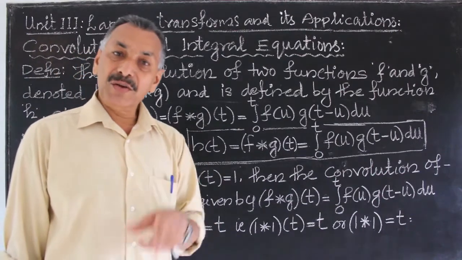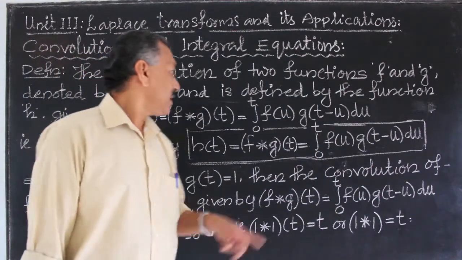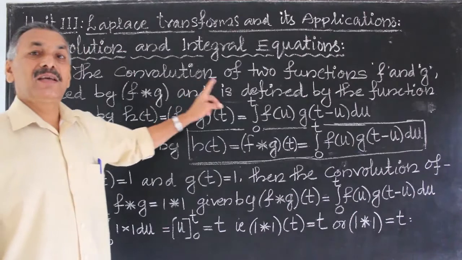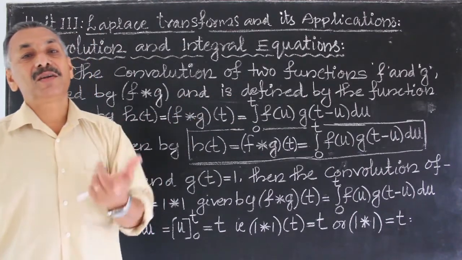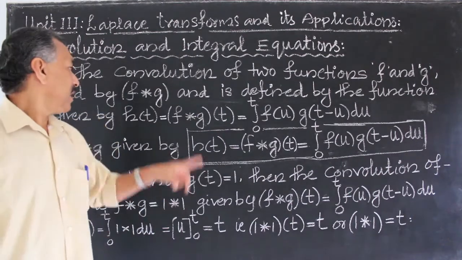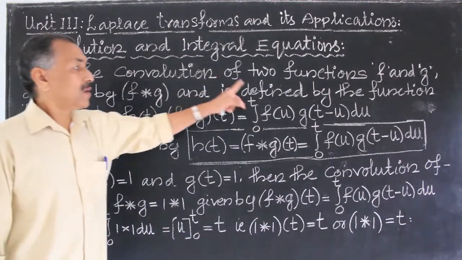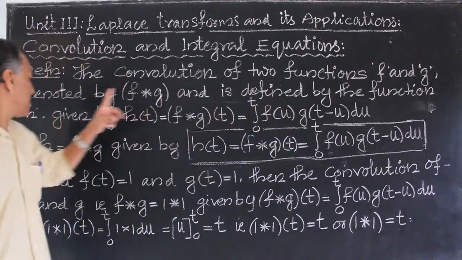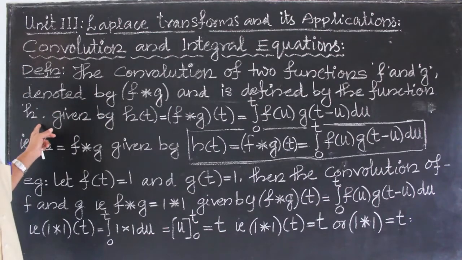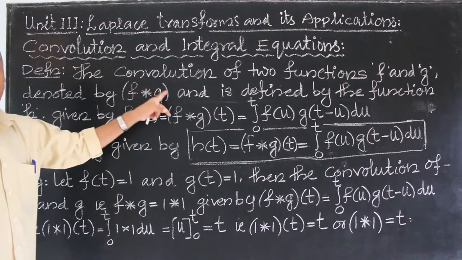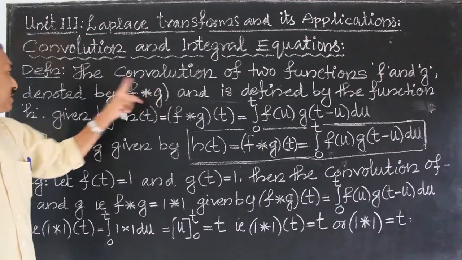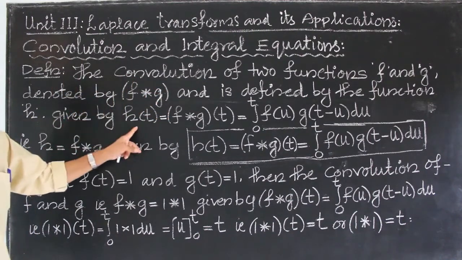similarly, the convolution of two functions f and g, that is f after g, is also a function. The convolution of two functions is a function and is defined by the function h. H is equal to f after g. Then the convolution f after g is equal to h and is given by.